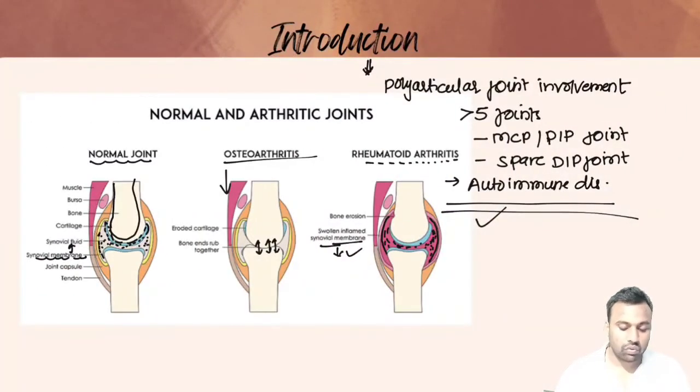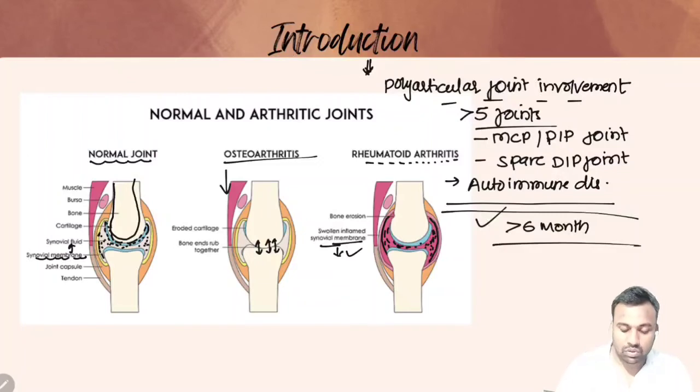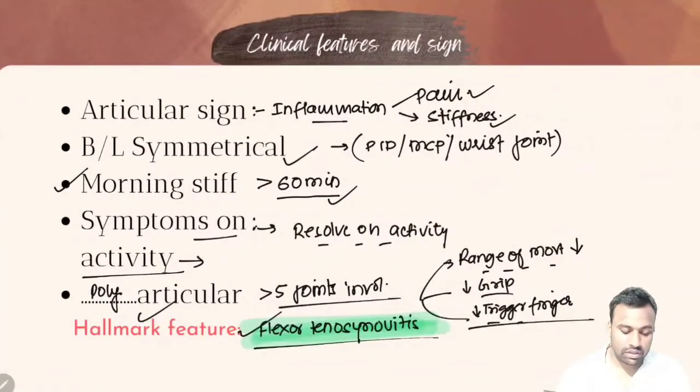In the introduction we study polyarticular involvement, more than 5 joints, and it is the chronic form. What do you mean by the chronic form? The problem lasts for more than 6 months. It mainly involves the MCP, PIP, or wrist joints, and mainly spares the DIP. It is autoimmune. Some articular signs like inflammation, pain or stiffness may be there, bilateral symmetrical involvement, and morning stiffness of more than 60 minutes.